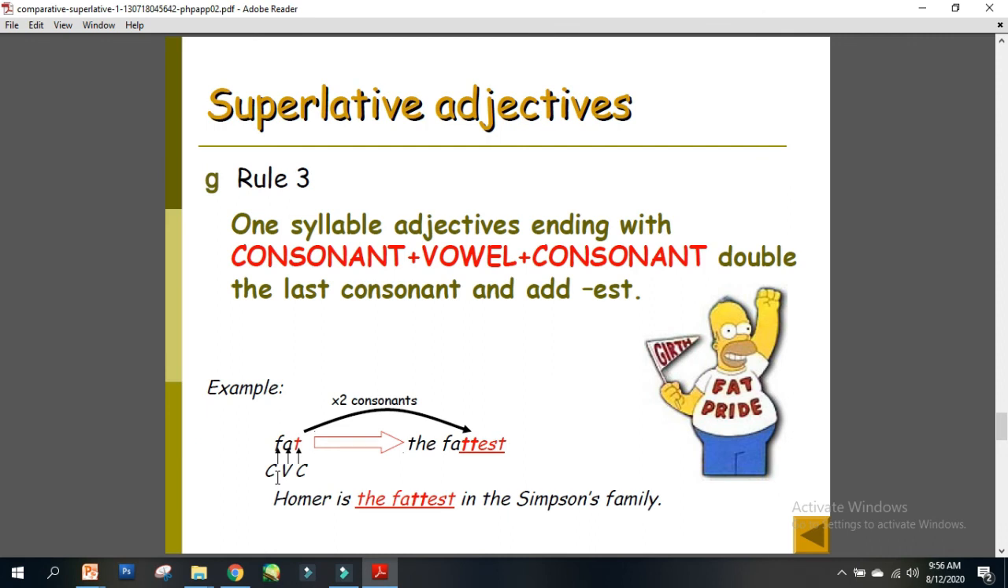Rule number 3. One syllable adjectives ending with consonant, vowel, consonant: double the last consonant, and add est. It is the same as rule number 3 for the comparative degree. If we have consonant, vowel, consonant, we double the last consonant. Fat becomes the fattest. Homer is the fattest in the Simpsons family.